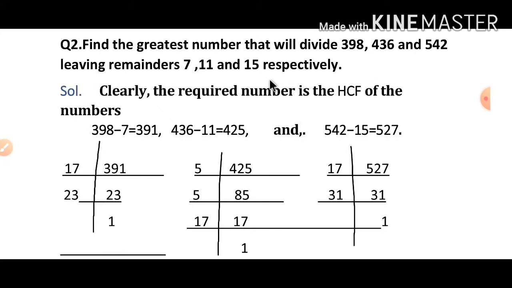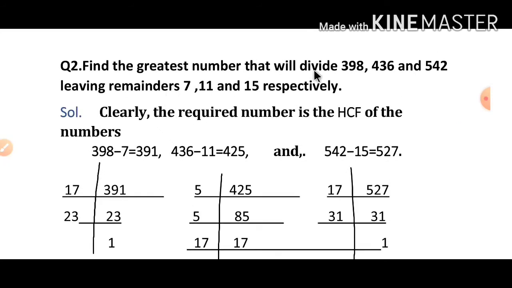Now question 2. Find the greatest number that will divide 398, 436 and 542, leaving remainders 7, 11 and 15. You can see here we have to find the greatest number. So if you want to find the greatest number, we always find its HCF. So we have to find a number which will divide 398, 436 and 542, and if we divide by that number, it will give remainder 7, 11 and 15.